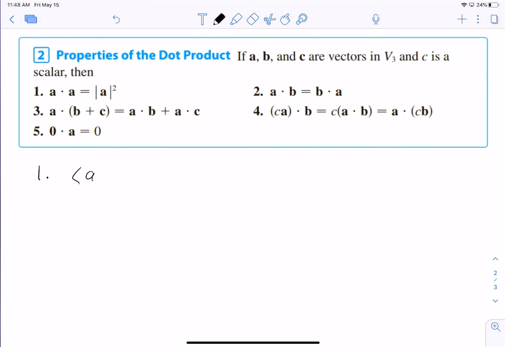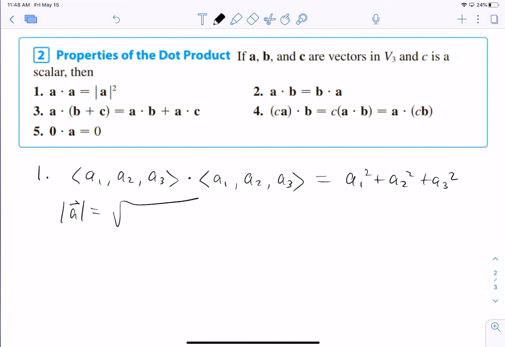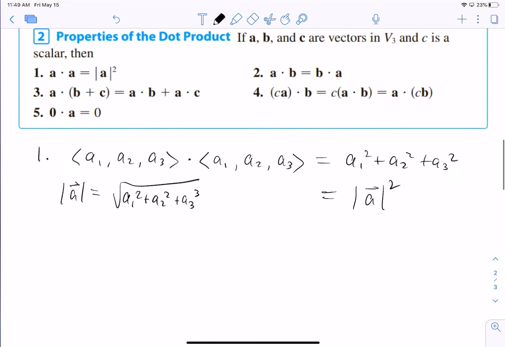So if a is equal to a1, a2, a3, then when I dot that with itself, I end up with a1 squared plus a2 squared plus a3 squared. Note that the magnitude of a is equal to the square root of a1 squared plus a2 squared plus a3 squared. Well, that's a wonky looking radical. Anyway, we can see here that the expression that we ended up with from the dot product is the magnitude squared. I encourage you to go through and confirm those properties for yourself when you have a moment.